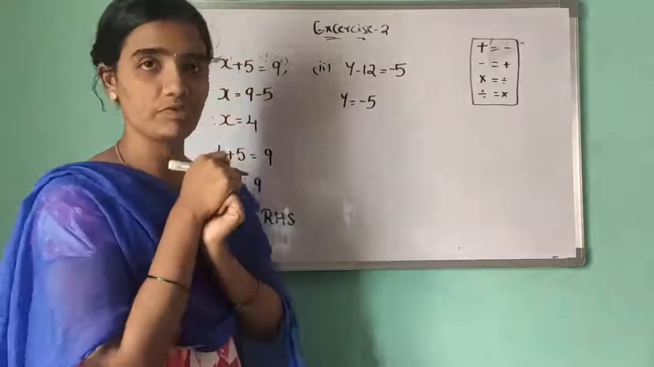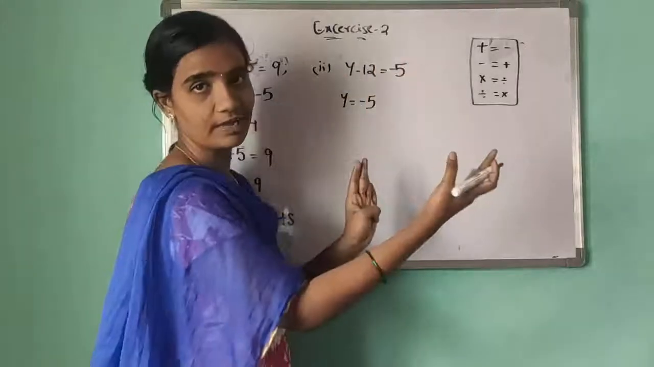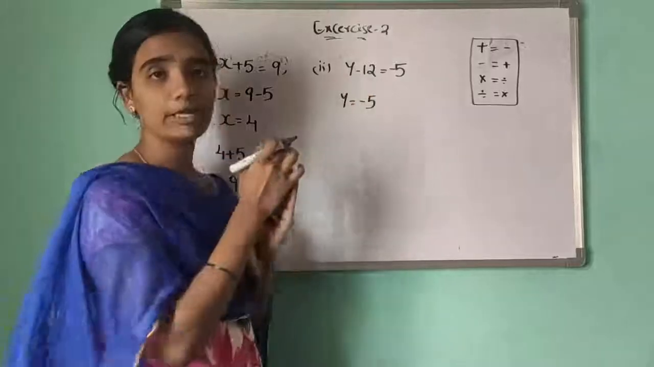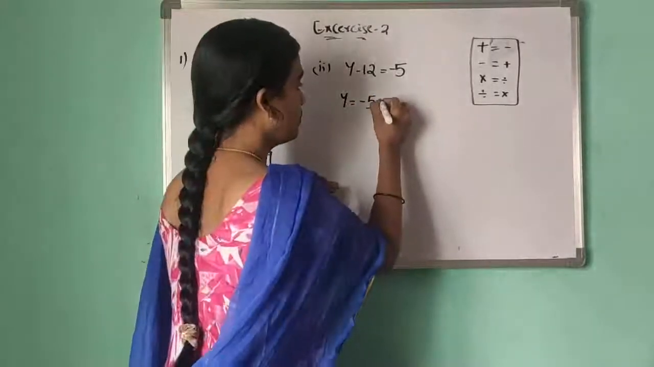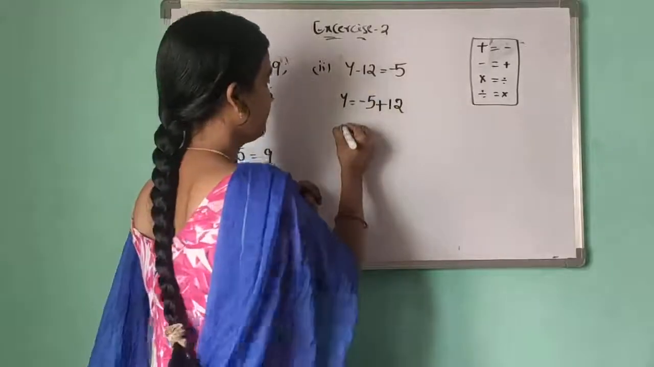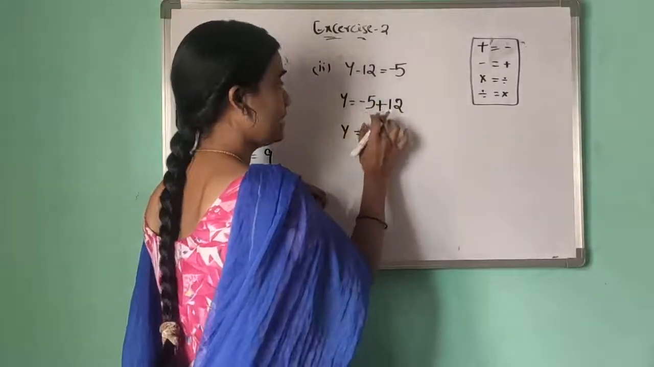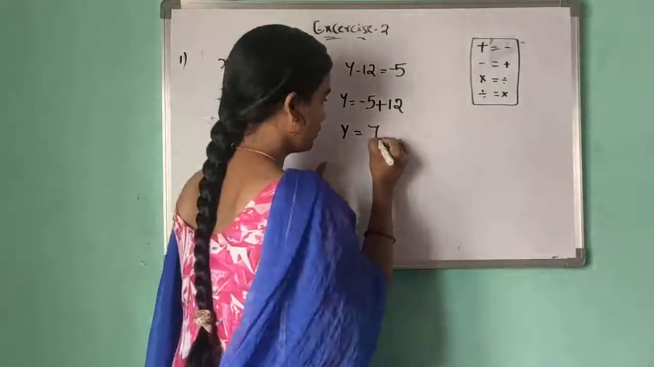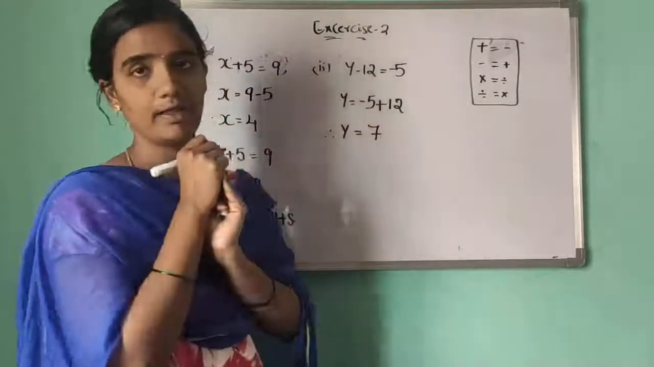Minus 12 is there. It will move from the left hand side to the right hand side, and the sign will be changed. So minus will become plus, so plus 12, right? Minus 5 plus 12, how much is the value? 7. So the y value is 7, right?